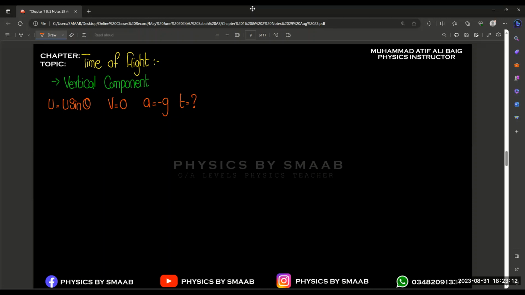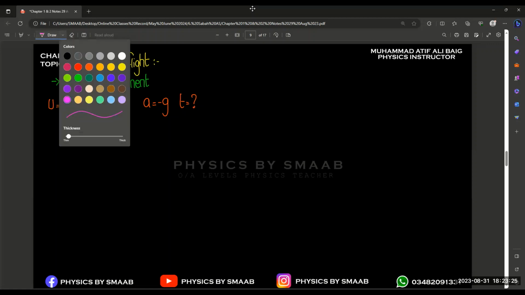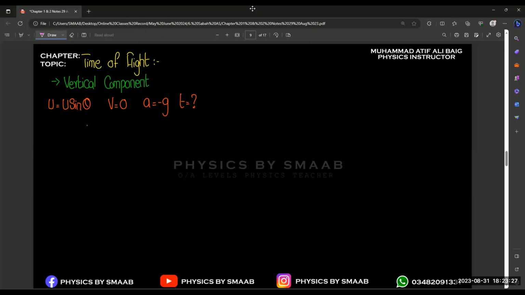Okay, no issue. Basically, if I write the equation, you may easily identify that this equation will help us: v equals u plus at. So we need to use the first equation, v is equal to u plus at. So this is our equation, and from this we can easily find out the value of time. So just quickly plug in all the values.